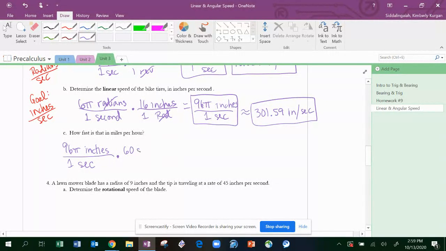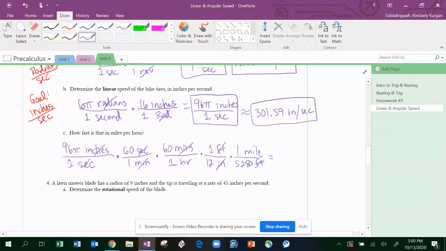So I'm going to go with 60 seconds converts to 1 minute. And then 60 minutes convert to 1 hour. Okay, so now we're in inches per hour. So now we need to get rid of the inches. We do know that 12 inches are in 1 foot. So that gets us into feet per hour. And we also know that 5,280 feet are in 1 mile.